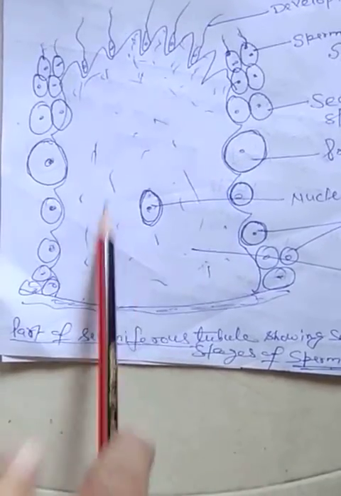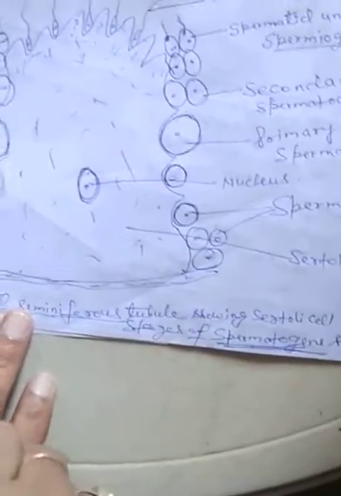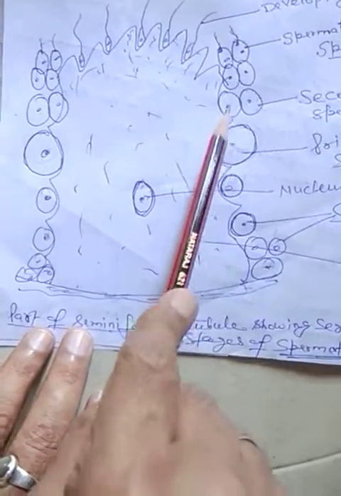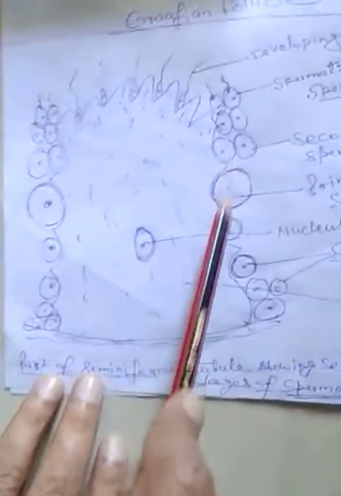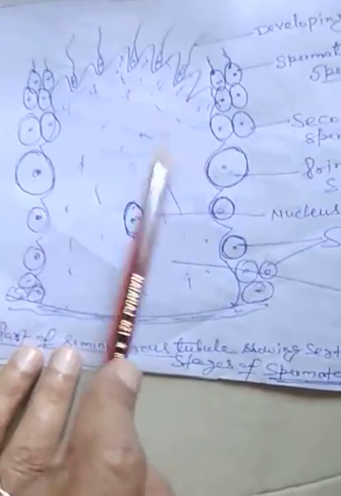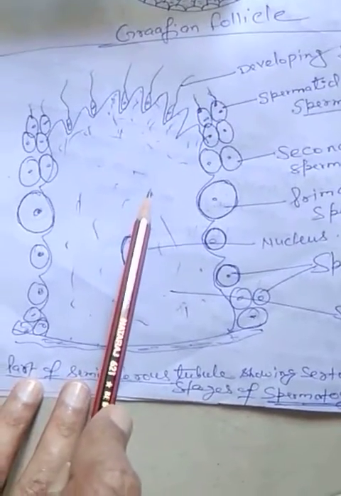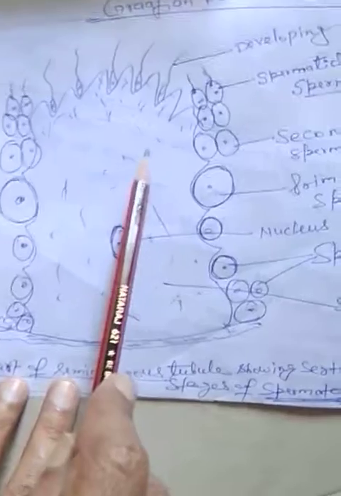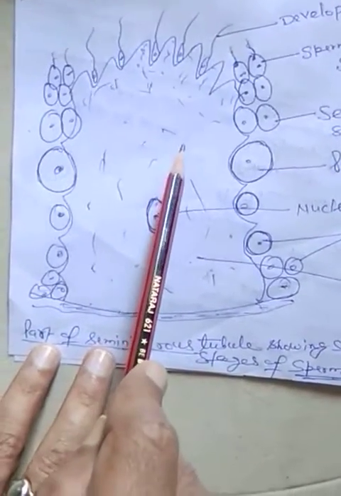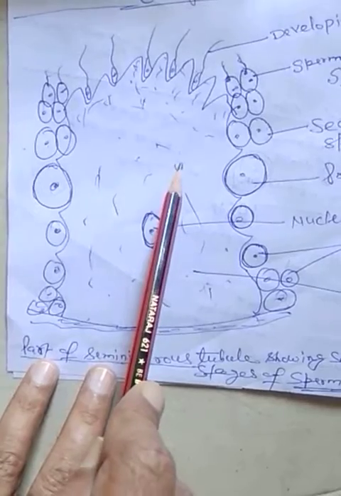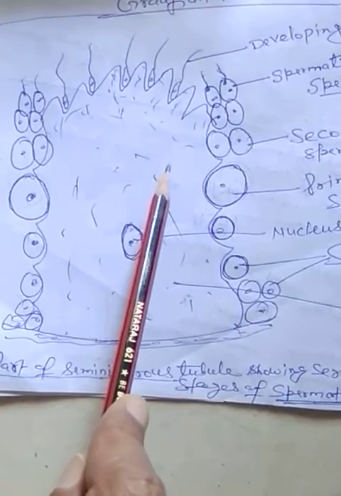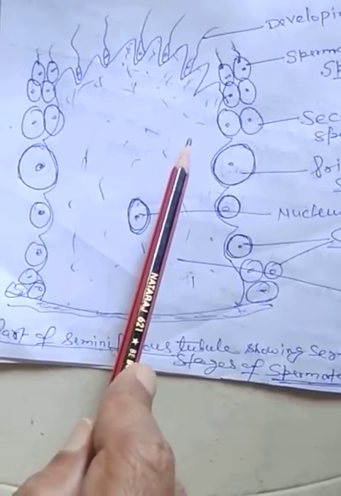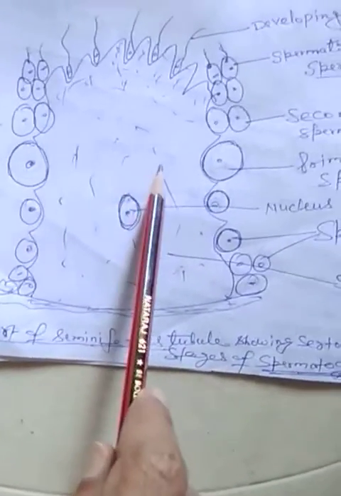So Sertoli cells provide the site for attachment of the primary spermatocytes, secondary spermatocytes and spermatids, as well as provide nourishment. The Sertoli cells also produce the spermatogenic factors that help in spermatogenesis. They also produce the androgen binding protein that binds testosterone to increase its concentration, and testosterone is responsible for stimulating spermatogenesis. So there are many functions of the Sertoli cells that we studied in the last video also.